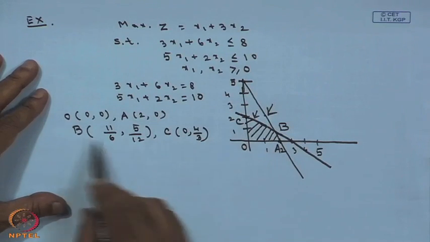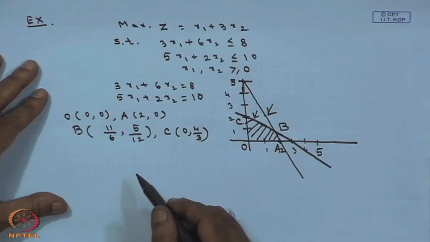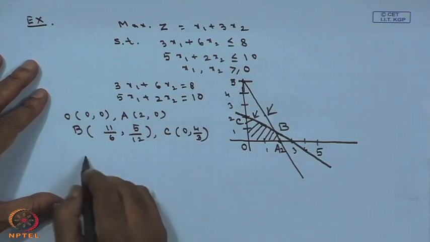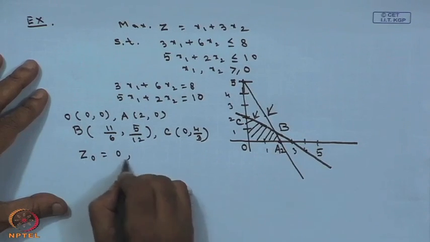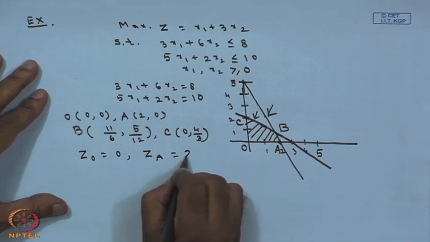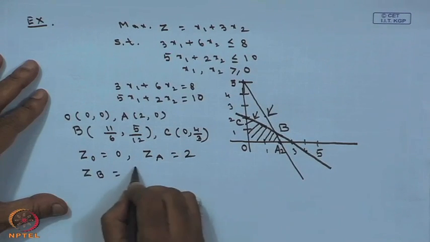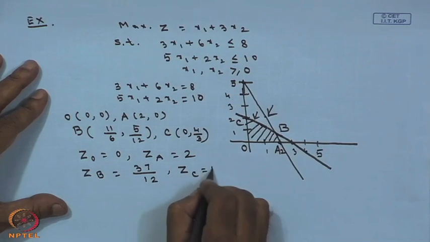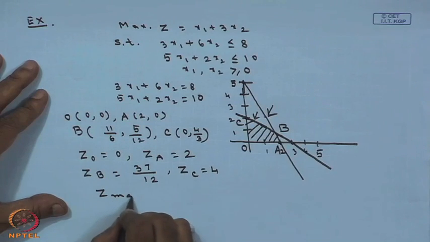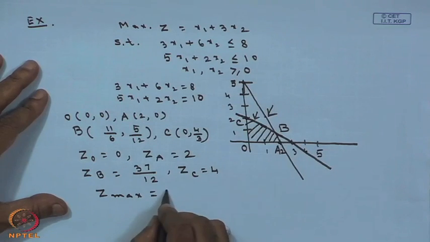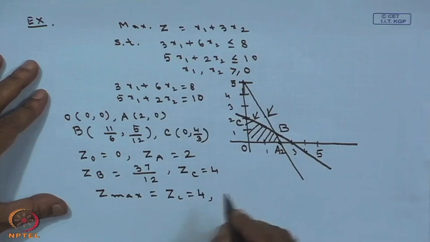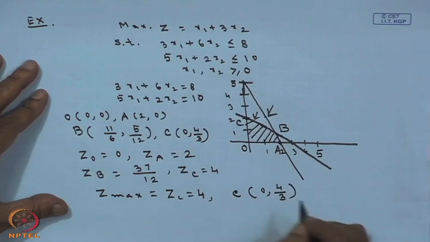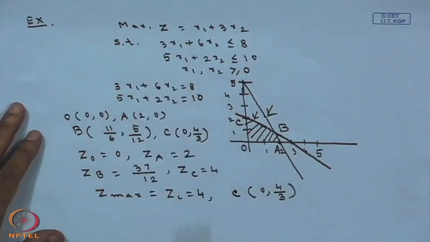Once I have obtained A, B, C, now as we have told, our last step is to find out the value of the objective function at O, at A, at B and at C. I am just writing Z_O, this will be 0, Z_A equals 2, Z_B equals 37/12 and Z_C equals 4. So, you can say that the Z max value of these extreme points will be Z_C, which equals 4, and the vertex C is (0, 4/3). This maximizes this objective function.